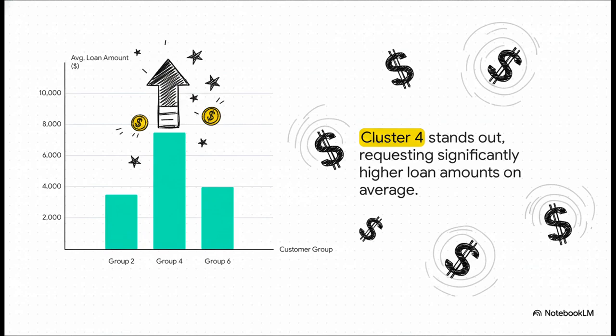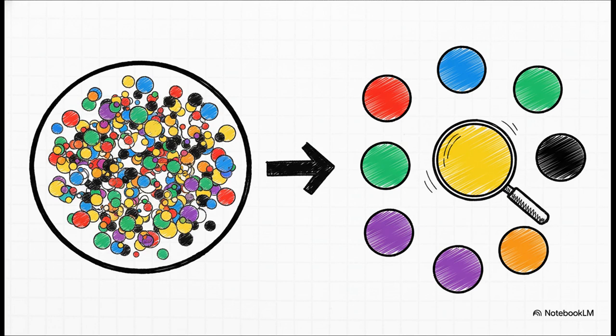But look at cluster 4. On average, the customers in this group are asking for loans around $7,500. That's way more than the others. I mean, think about what just happened here. We took this one big, messy pool of customers and turned it into 7 distinct, understandable segments. We instantly found a potentially high-value group. That's cluster 4. And we can even spot the outliers. This is the kind of insight that's totally impossible to find when you're not letting the data speak for itself.